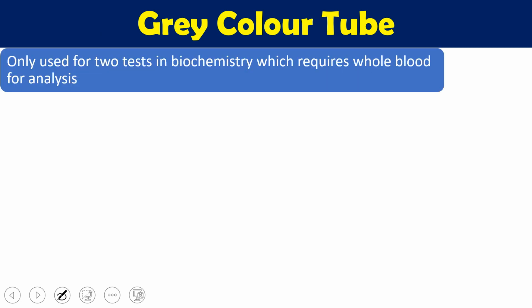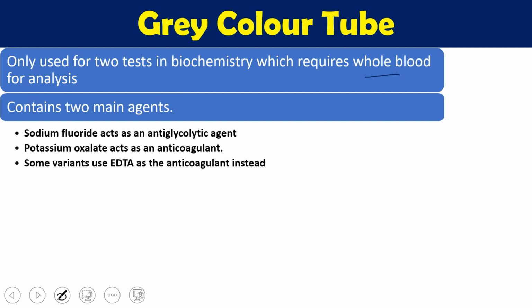The next vial is called the grey color vial. This grey color vial is only used for 2 tests in biochemistry, which require whole blood for analysis. So here it contains 2 important components. One component is sodium fluoride. Sodium fluoride works as an anti-glycolytic agent, meaning it blocks the glycolysis reactions by inhibiting the enolase enzyme, that is enolase is the 9th enzyme of glycolysis. So that enzyme will be blocked and glycolysis will not take place.